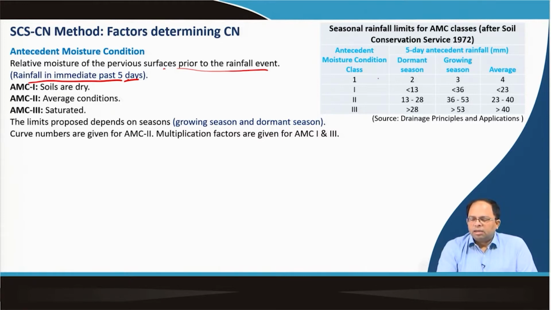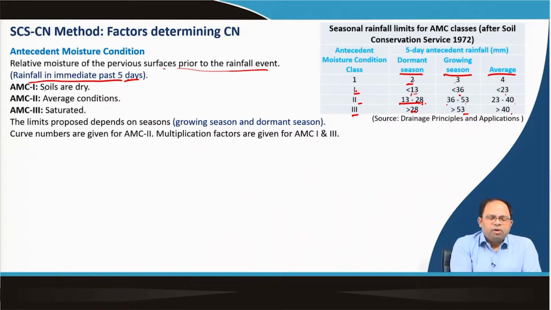So, the antecedent moisture in the last 5 days is considered for different seasons, like the dormant season and the growing season, as per the SCS-CN method. If the rainfall value is lesser than 13, lesser than 36, or lesser than 23 for these 3 columns, it falls in antecedent moisture condition class number 1. Class number 2 is 13 to 28, 36 to 53, and 23 to 40. Based on the last 5 days rainfall, we add up the values and put it in a particular moisture class. There are 3 classes, and for each, the millimeter values of rainfall are provided.